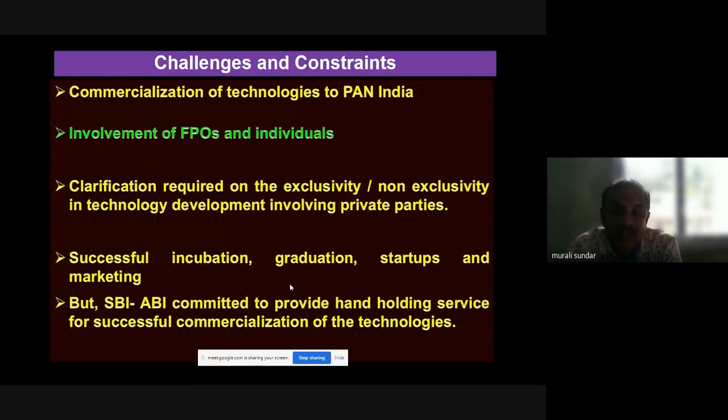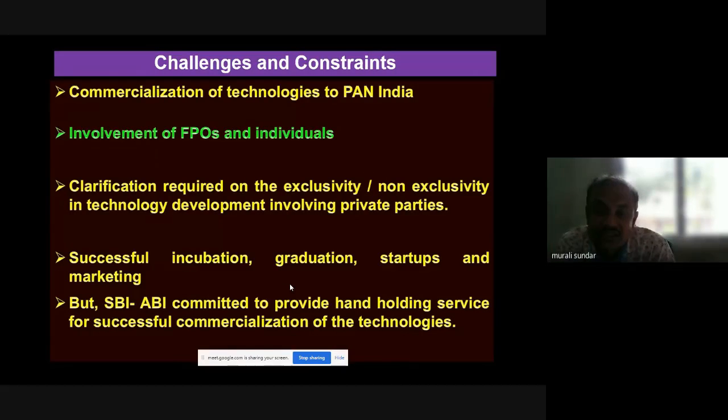And there is a lot of potential, especially for organic products, and most of the sugarcane or sugar-based products available are not certified as organic. So once the agripreneurs develop a technology based on organics, they have an edge over any product available in the market. And successful incubation, graduation, startups, and marketing is a big challenge for ABA. Still, we are working on it.